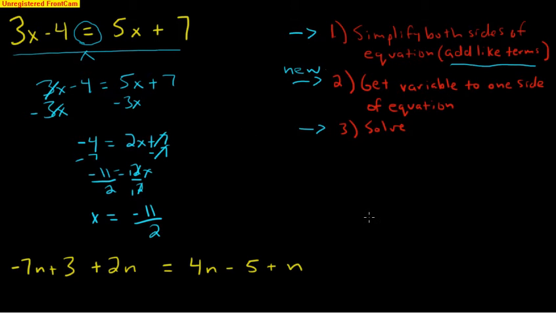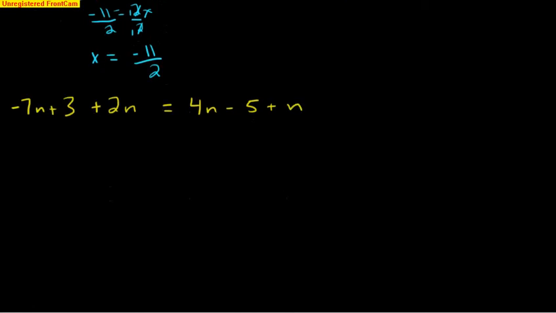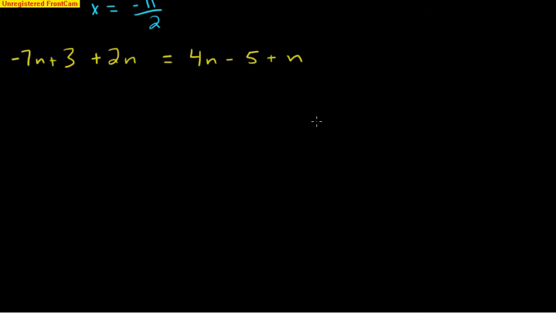Alright. In our next example, we've got negative 7n plus 3 plus 2n equals 4n minus 5 plus n. So in this case, there are going to be some things we can simplify, or like terms we can add, in this case on both sides of the equation. So it's almost as if we treat these as separate problems.